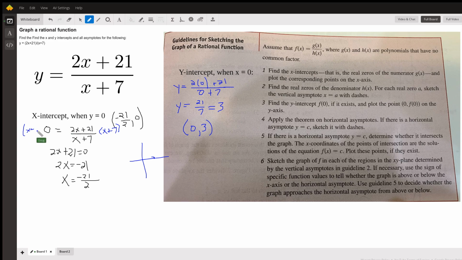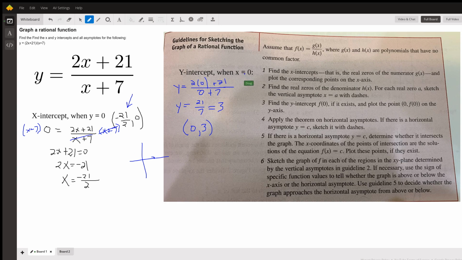But x plus 7 times 0 is just going to give you 0, and over here, these cancel out. So really, a rational function only equals 0 when the numerator equals 0. So that's another way to think about it. We want to know, when does 2x plus 21 equal 0? It equals 0 when x equals negative 21 halves. So this is your x-intercept right here, or negative 10.5.